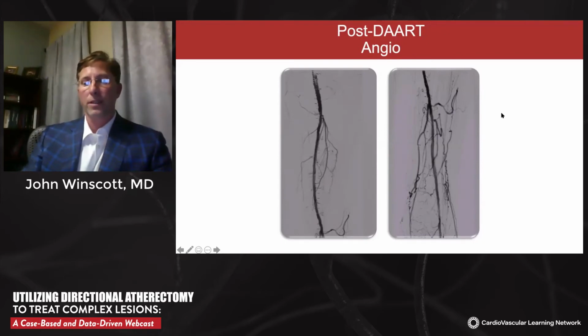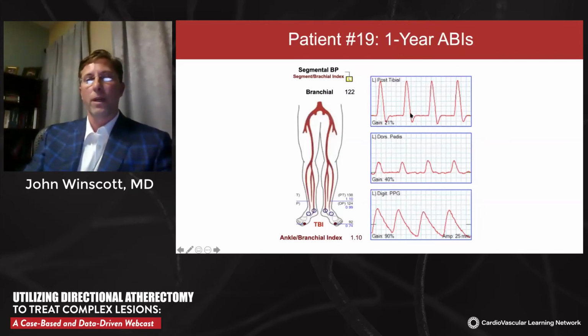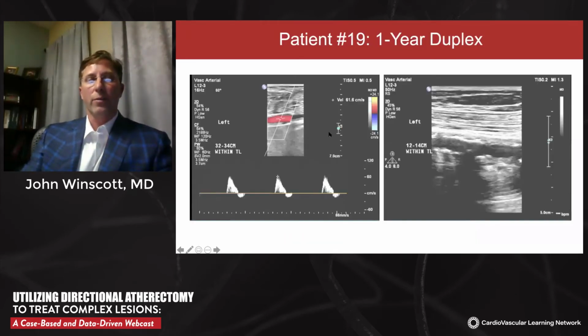And at 1 year follow-up, he has normal ABIs at 1.1 with multiphasic waveform in the posterior tibial artery, which was his single vessel runoff to the foot. The anterior tibial artery was diseased at the time of treatment and was not treated in this claudicant. And at 1 year, his duplex was completely normal.